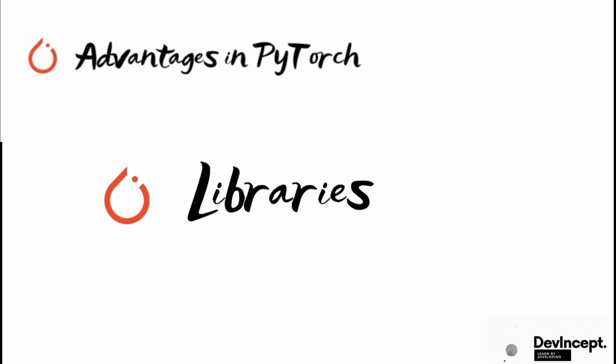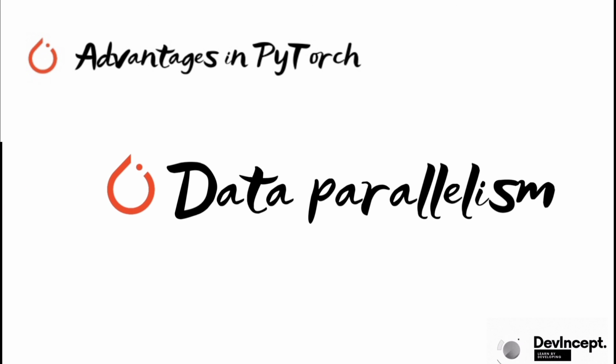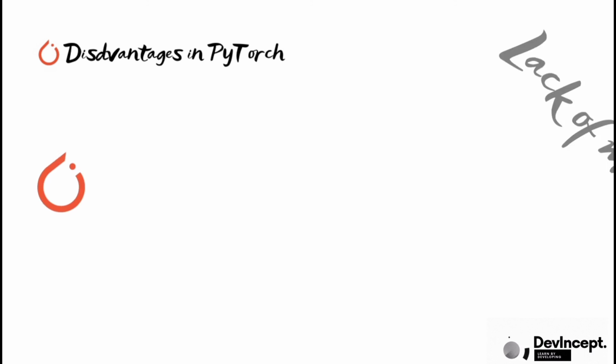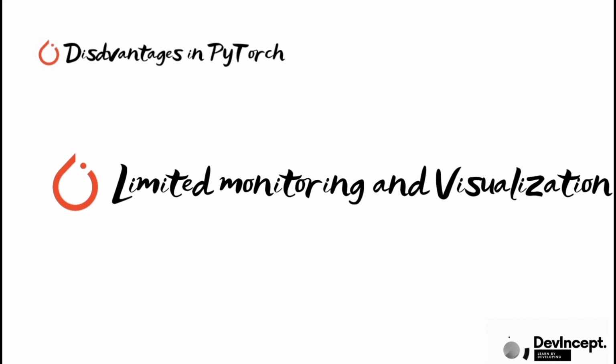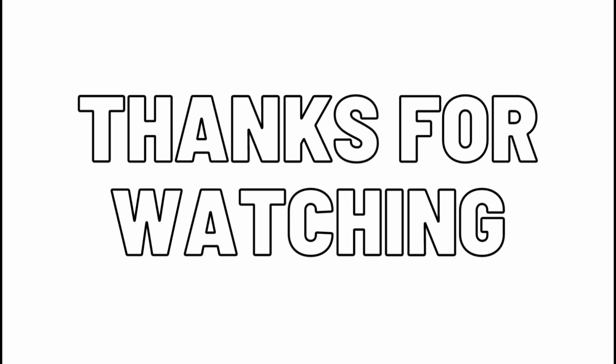The final one is data parallelism. Through this, PyTorch can distribute computational work among multiple CPU or GPU cores. It allows us to use torch.nn.DataParallel to wrap any module and helps us do parallel processing over the batch dimension. Disadvantages: lack of model serving in production and limited monitoring and visualization interfaces. Those are the major disadvantages. This concludes our topic, and thanks for watching.